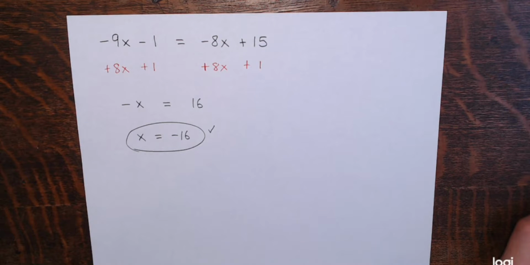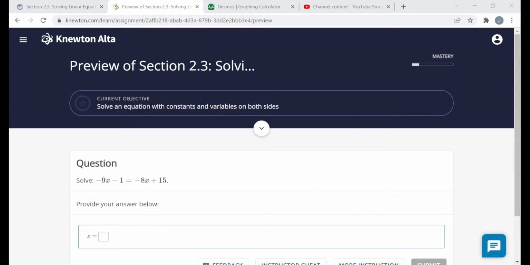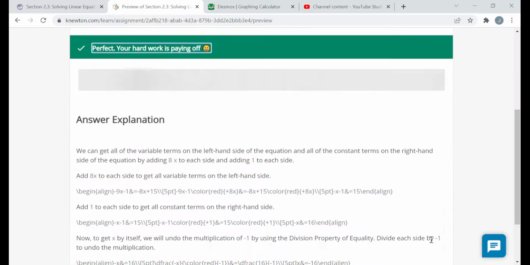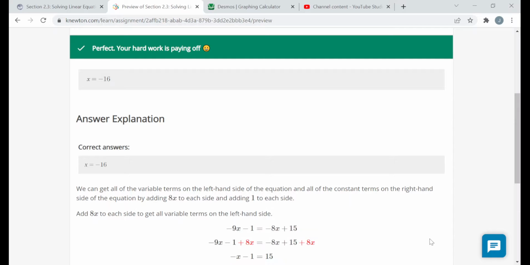All right. So that's what I'll enter. Negative 16. Great.